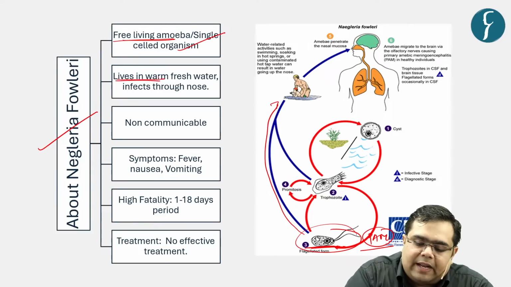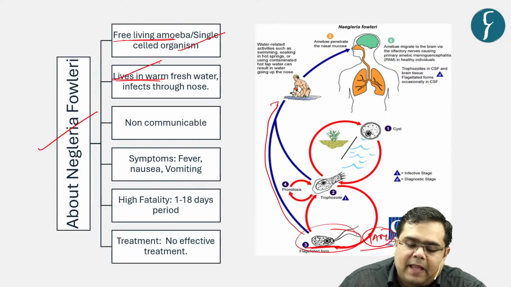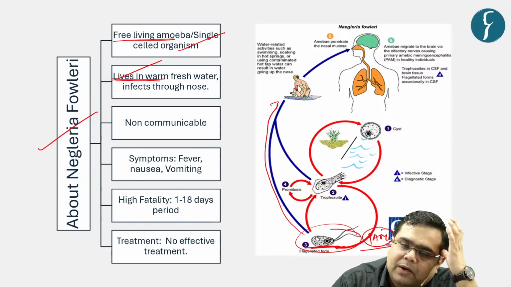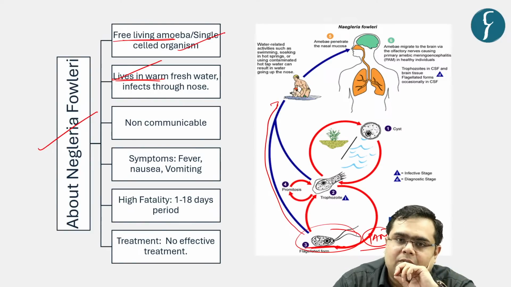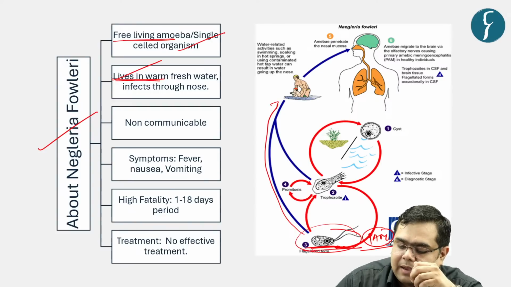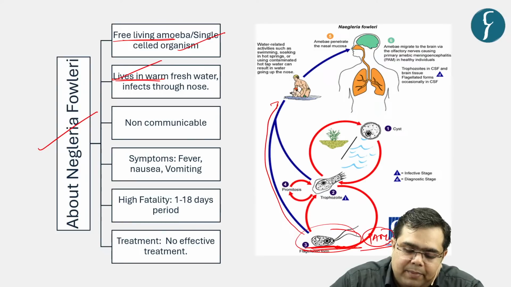So this particular amoeba does not live in saline water. It lives in warm and fresh water, and it infects the person through the nose. For example, if a person drinks that water, in that case this amoeba will not be able to affect that individual. But if the water that is infested with amoeba goes through the nasal route, that is through our nose, then only this amoeba can reach the brain.